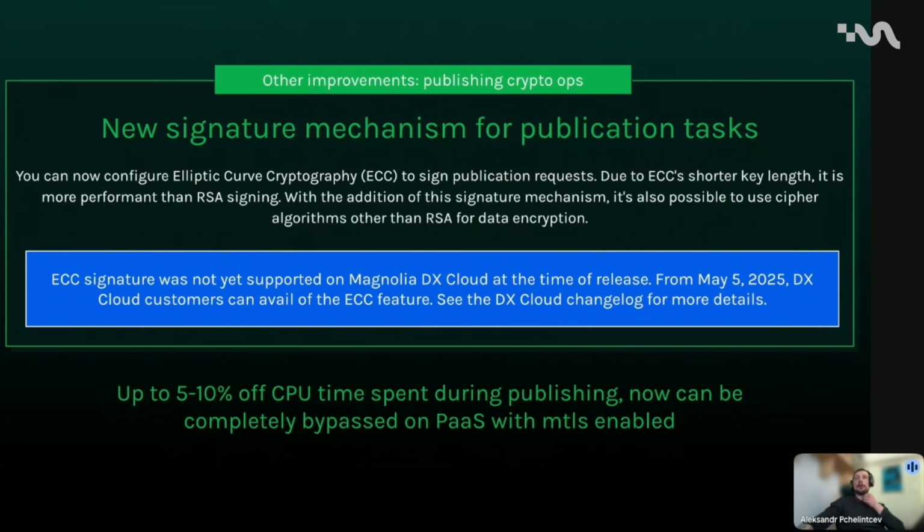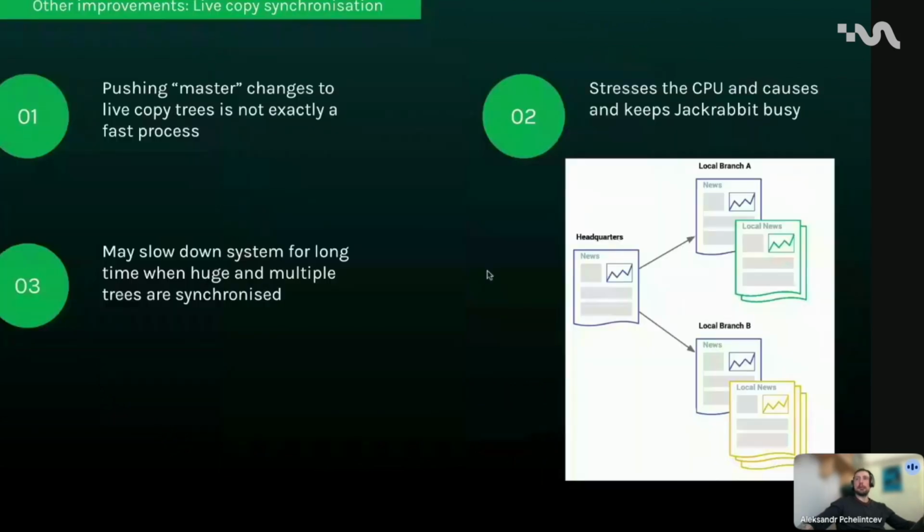Okay, so there were some other improvements that we have done. As I mentioned, we have improved the cryptographic operations that are done when author talks to public. So now, besides RSA, we enable other cryptographic algorithms, and now we're using signature instead of encryption. And on paths where the channel is already secured with MTLS enabled, no signatures are even needed at all, which also speeds up that option quite a bit.